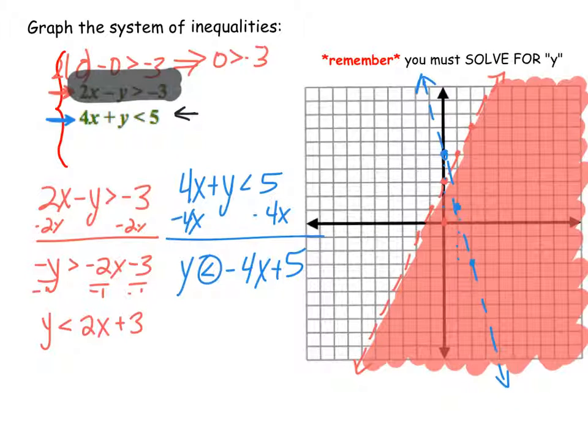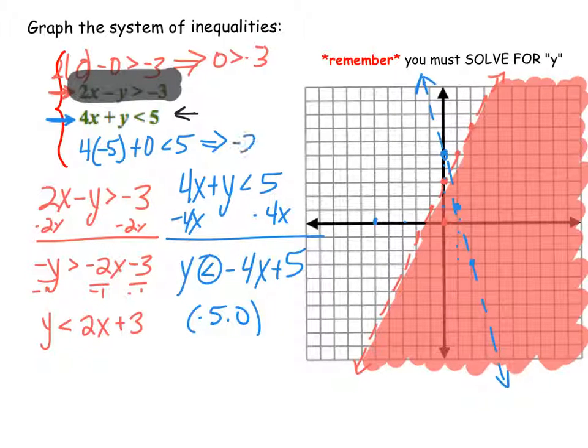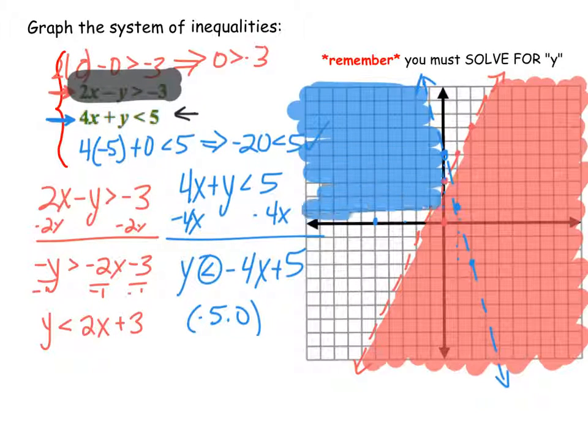And now I have to figure out what side of my line to shade. I'm going to pick a test point. It can be any point. And I'm going to pick the point -5, 0. Just so I can see which half I would shade. And when I plug that in, I get 4 times -5 plus 0 is less than 5. So -20 is less than 5. Yes, that is true. So I'm going to definitely shade the side with my test point.